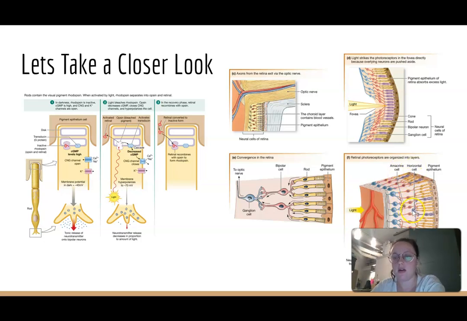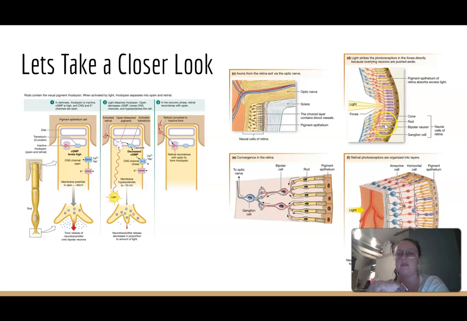So you can see our horizontal cells that provide feedback between the rods and cones are these little light blue ones, and then our little round ones are our amacrine cells. So our light hits those cells. You would think, or at least when I first was learning this material, I thought it hit these blue cells, and then that our action potential somehow got created and went along the pigment epithelium. But it's actually the reverse.